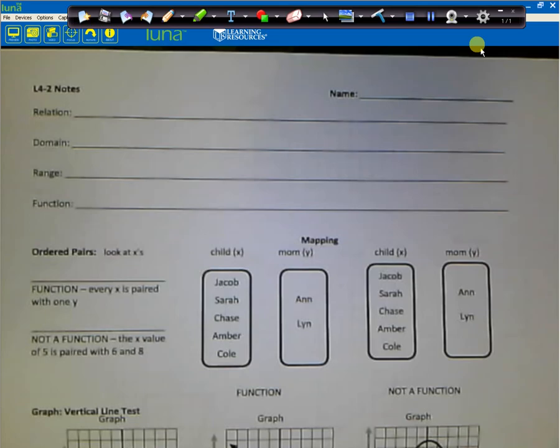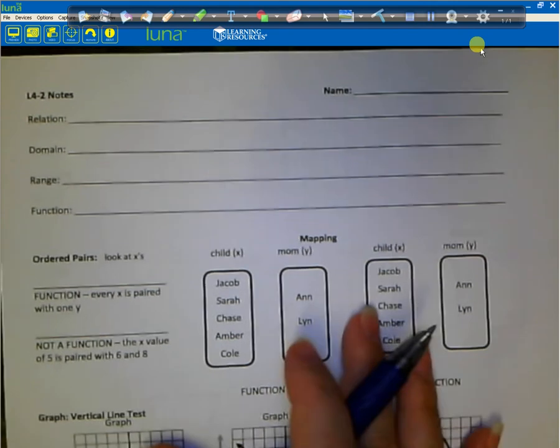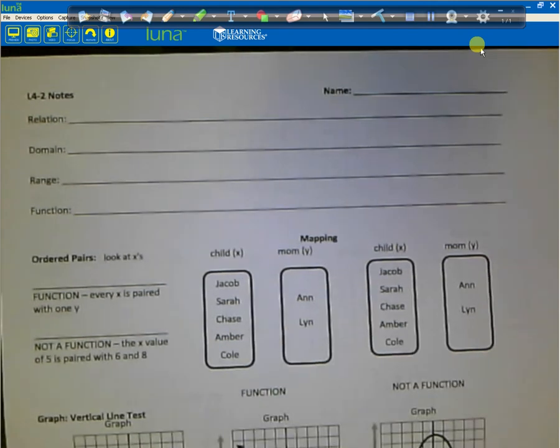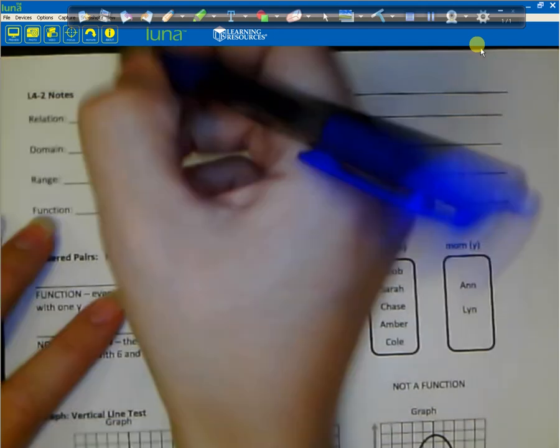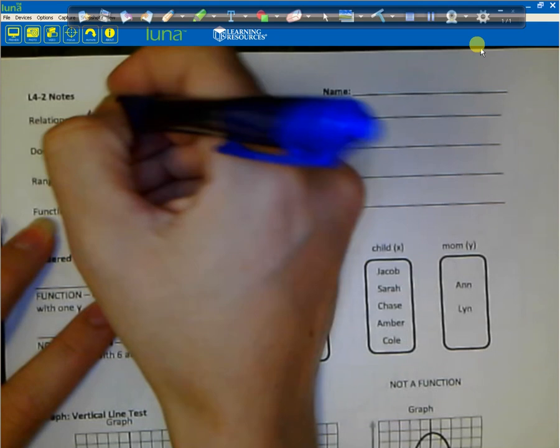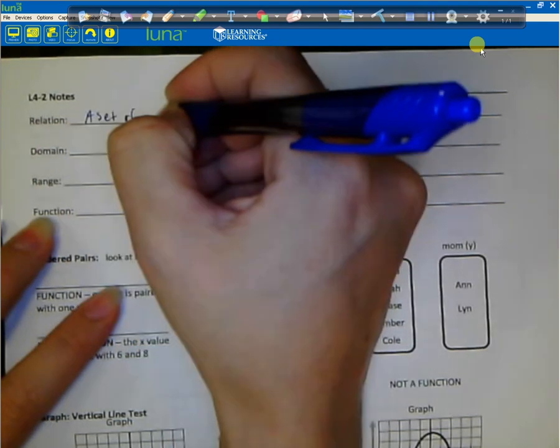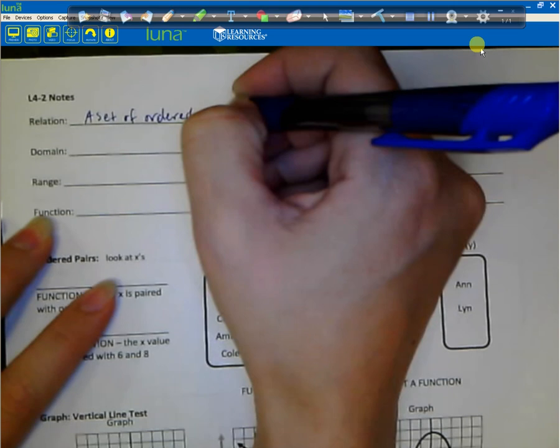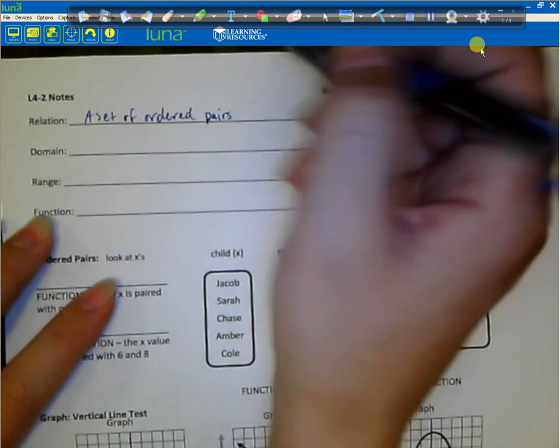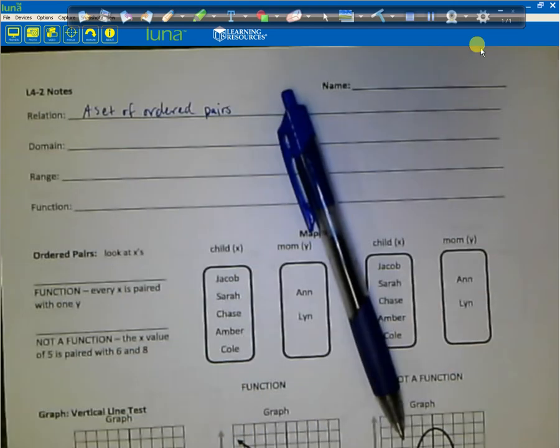Alright, the first thing you need to do obviously is go ahead and put your name on your note sheet. We're going to look at the terms for these words from our lesson today so you understand exactly what we're dealing with here. The first term we're going to write down is relation. Relation is a set of ordered pairs. A relation is simply a set of ordered pairs.